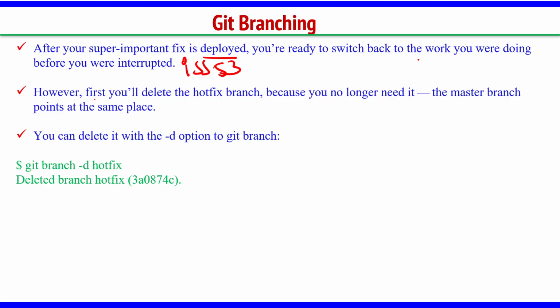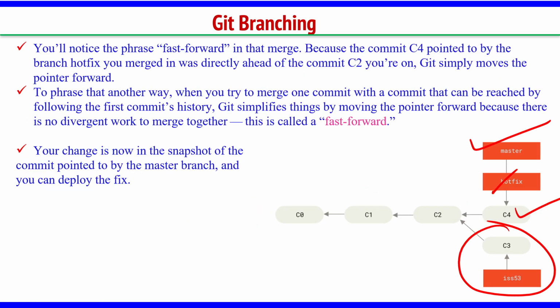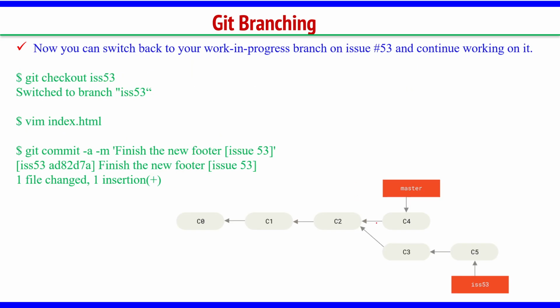Okay. However, first you delete the hotfix branch because it is no longer required. See, this hotfix branch is not required now. I have to delete it. So, we can delete it using -d, git branch -d hotfix. What it will do? It will delete the hotfix. Then it will look something like this.